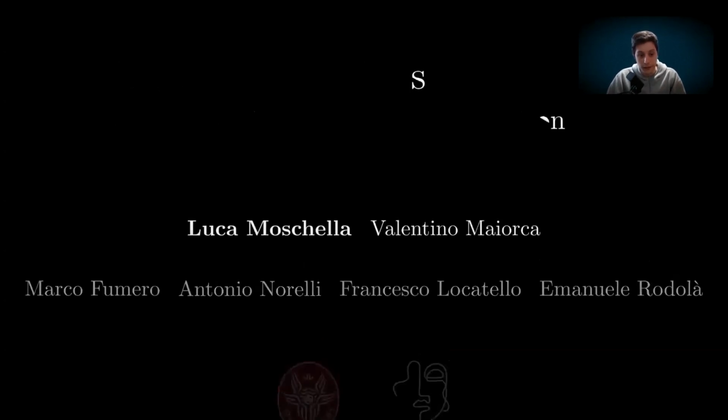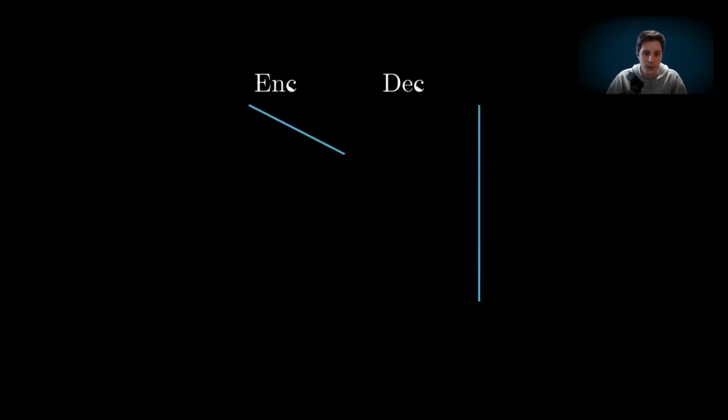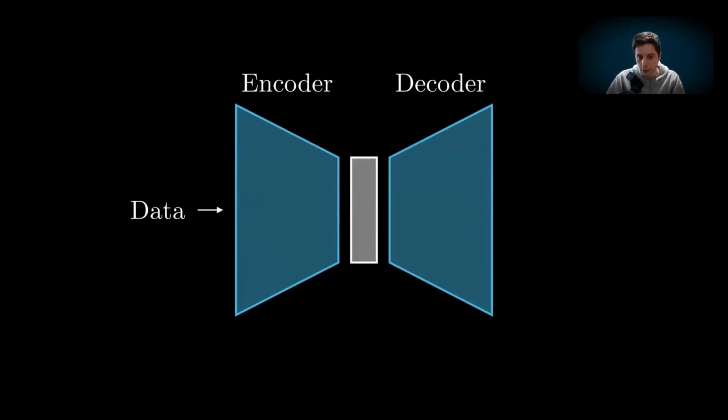In this work we deal with neural networks. Let's see what they are and how we define them. For us, they are composed of two components, an encoder and a decoder. So in abstract, we have some data that is given to the encoder. This data, that can be in any form, for example an image or a text, is embedded into a latent space, just a vector of numbers. And then this embedding is given to a decoder that solves a downstream task.